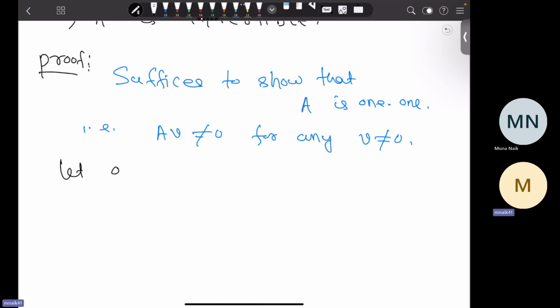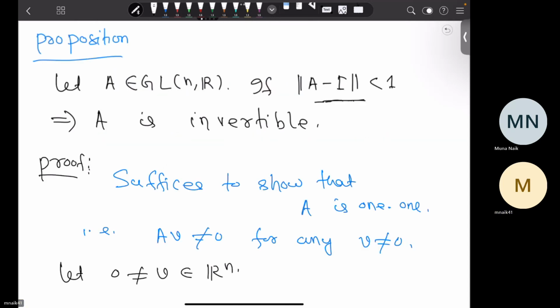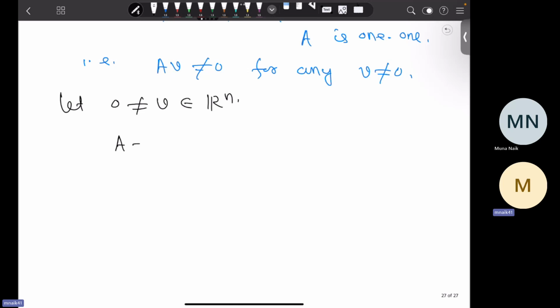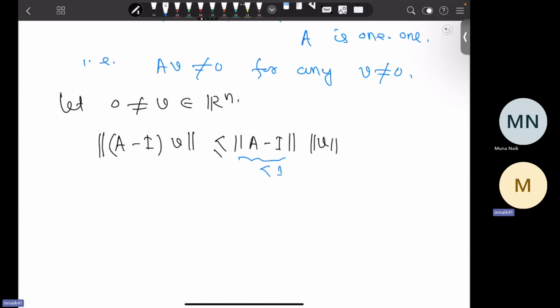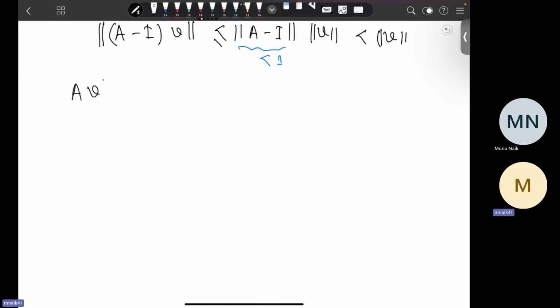So let 0 not equal to V belong to R^n. The norm of (A minus I)V is less than or equal to the operator norm of A minus I times the norm of V, and this is less than 1 times the norm of V. So this quantity is strictly less than the norm of V. Remember, I have to prove that the norm of AV is not equal to 0 for any V not equal to 0. So I estimate this norm of AV.